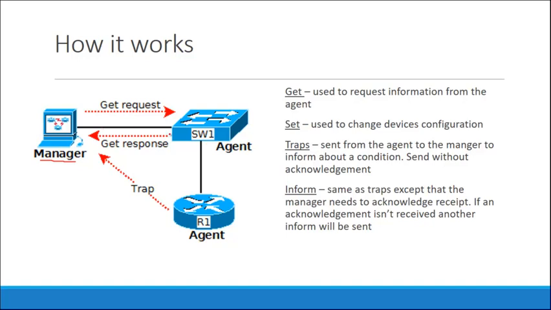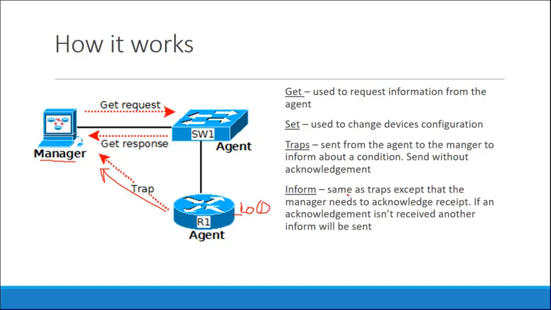Now what if the agent has something going on? So for example, in my configuration, I'm going to have some loopbacks that we can sit and do things with, because I want you to see them go up and down. So I've got a loopback 0. Let's say that interface goes down. We want R1 to be able to let our manager know that that interface has gone down. So he'll send a trap. So if we enable traps, and we don't have to enable traps, but if we do enable traps, they're sent from the agent to the manager to inform about a condition. A trap is sent without an acknowledgement.